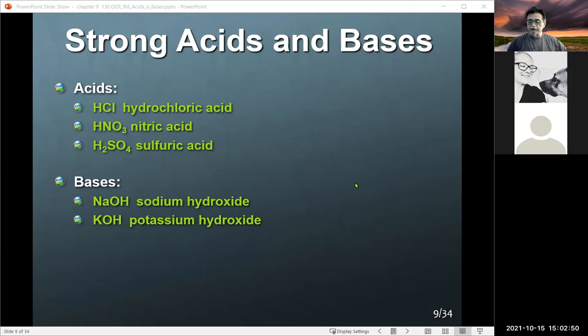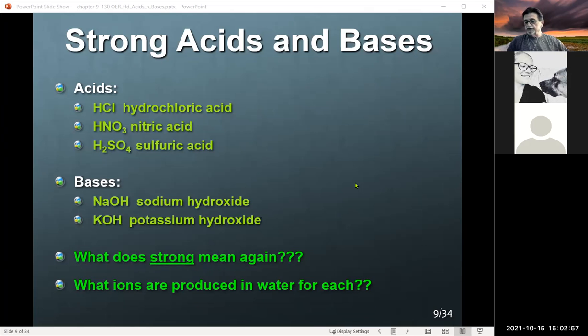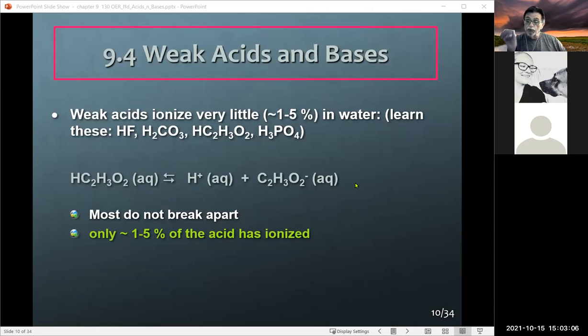Strong bases were potassium hydroxide and sodium hydroxide. And again, what we mean by strong is these guys totally dissociate into the respective ions 100% or approximately close to it. Now, we have weak acids and weak bases. That means that they dissociate not 100%, but maybe 1 to 5%. And we show that by this reaction here and with the double arrow.